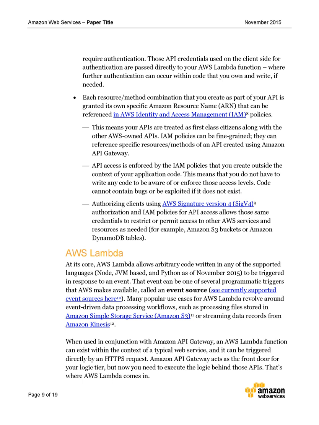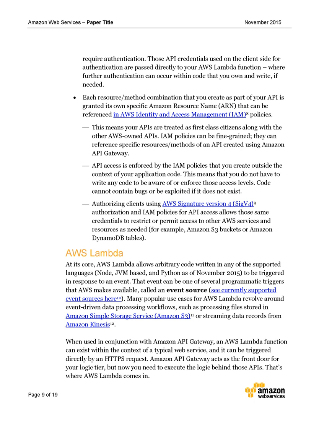API access is enforced by the IAM policies that you create outside the context of your application code. This means that you do not have to write any code to be aware of or enforce those access levels. Code cannot contain bugs or be exploited if it does not exist. Authorizing clients using AWS Signature version 4, SigV4, authorization and IAM policies for API access allows those same credentials to restrict or permit access to other AWS services and resources as needed, for example, Amazon S3 buckets or Amazon DynamoDB tables.